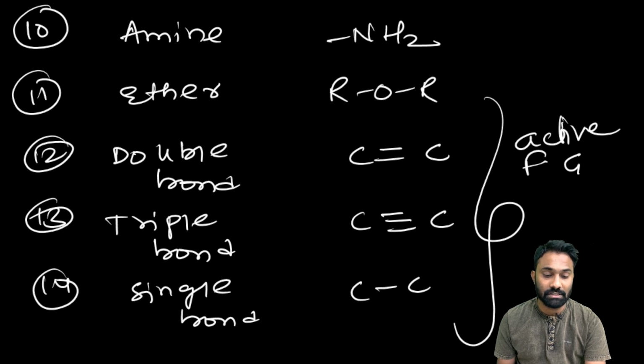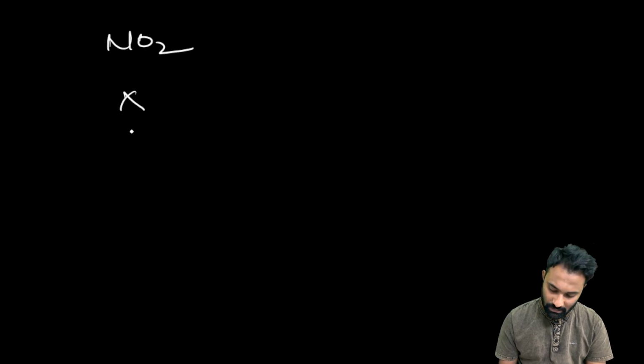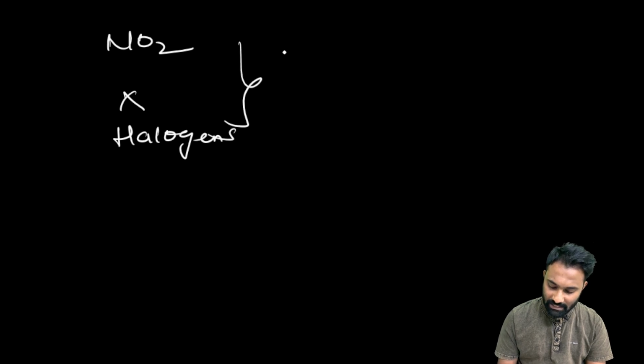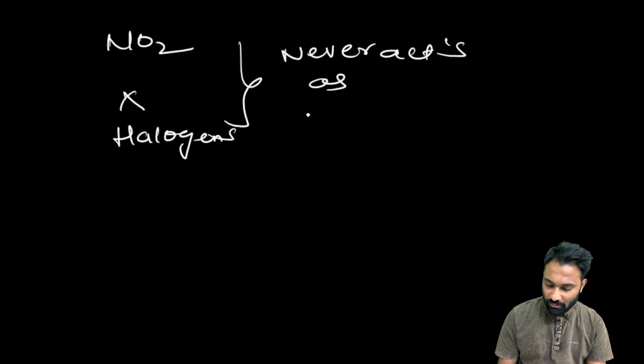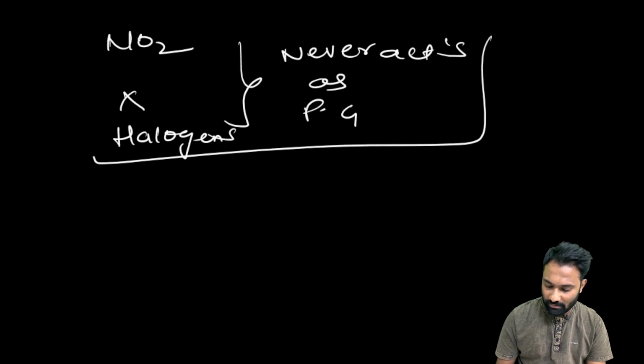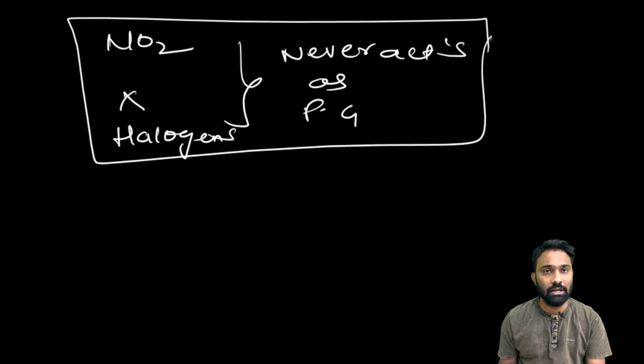Two other groups are also there, that is NO2 and halogens. NO2 and halogens will never act as functional groups. Clear? When we start the IUPAC, there we will get to know very clearly.